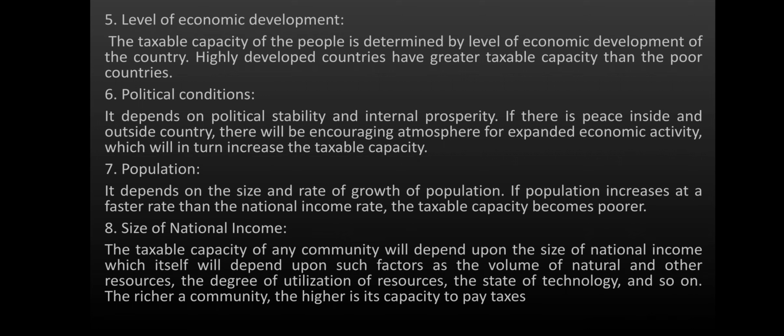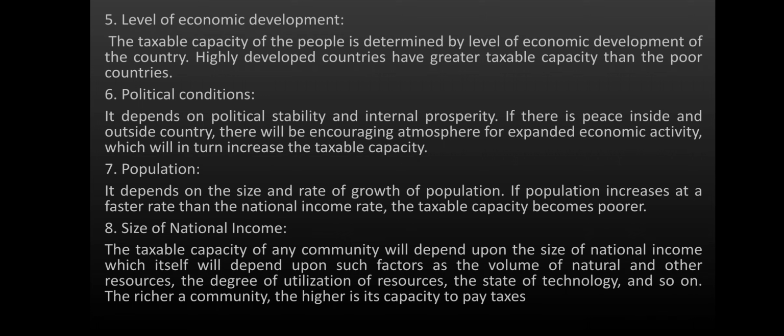Next are the political conditions in the nation. For example, war affected nations like Ukraine will have lesser taxable capacity. Ukraine, Syria, you can take them as examples. They will have lesser taxable capacity. The countries with stronger political stability will have more taxable capacity.